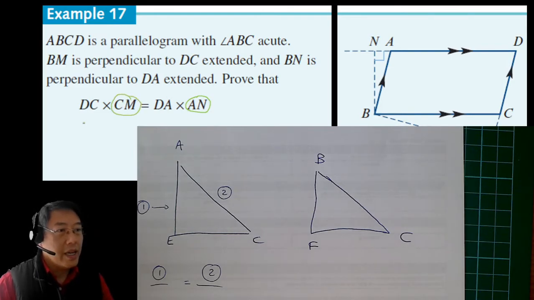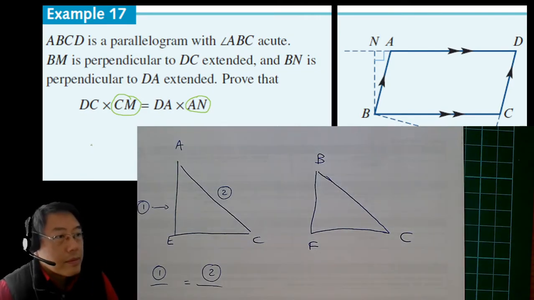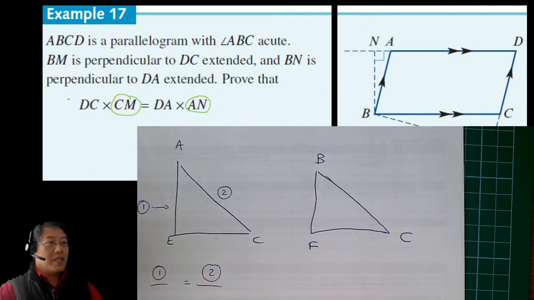Okay, now do you know where does that DC and DA come from? Because for example, if I look at CM is in my triangle, but DC is not in any of those two triangles. So why is this doing here? And the same with DA. What is this doing here?